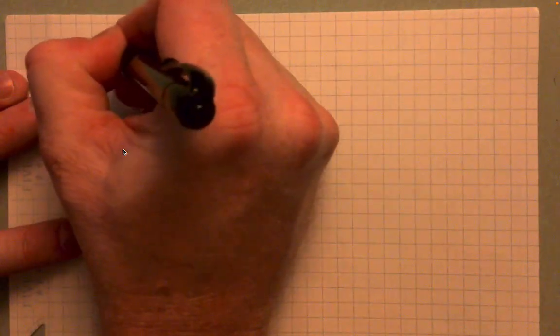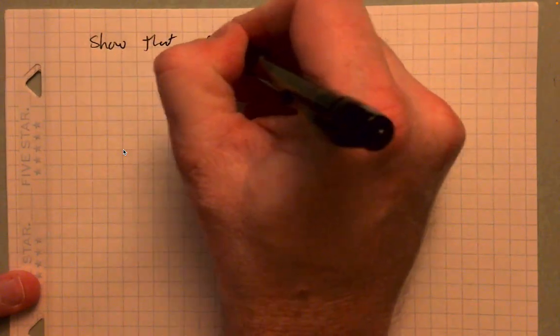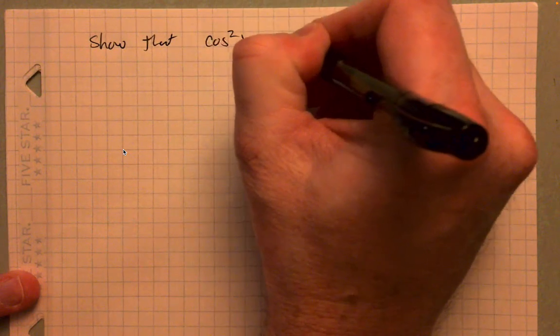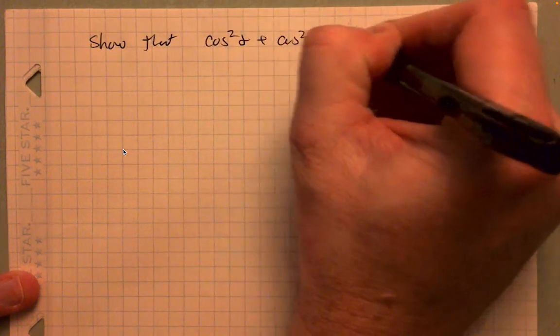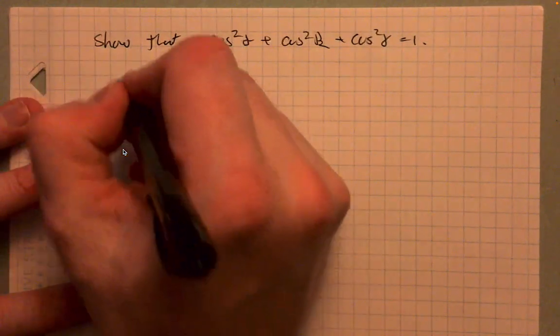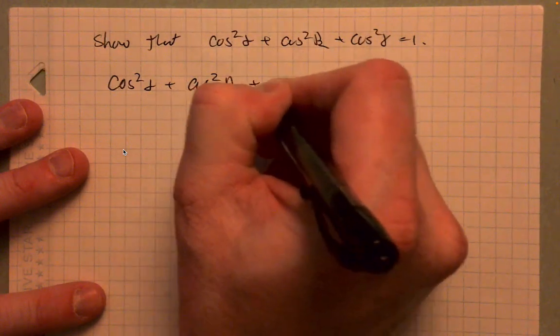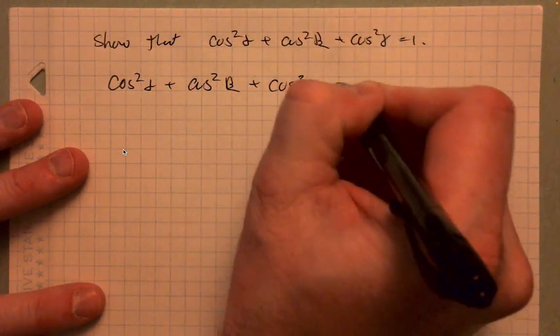All right. What about the second piece of this example, where we're asked to show that cos squared alpha plus cos squared beta plus cos squared gamma is 1? Well, we can easily do this. So cos squared alpha plus cos squared beta plus cos squared gamma.